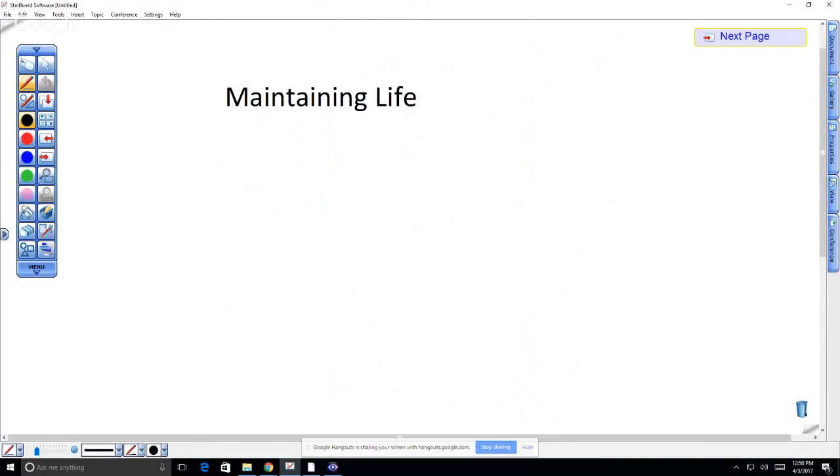Okay, so we're going to talk about those requirements for maintaining life. And I think in your book they call these the functions of life. The first one is that we have to have boundaries. Right? And these boundaries help to maintain a constant internal environment.